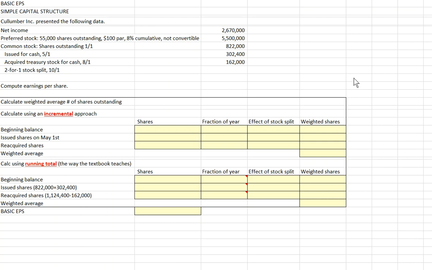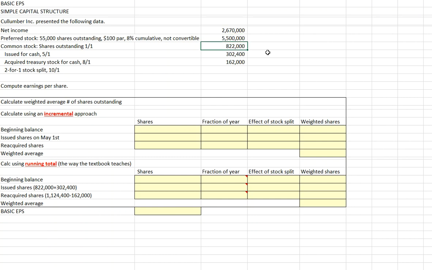In this video, we're going to calculate basic earnings per share for a company with simple capital structure. Cullenber Industries has the following information. Net income for the year was $2,670,000. They had $5,500,000 of 8% preferred stock outstanding. It's not convertible, so we don't need to worry about any dilution effects.